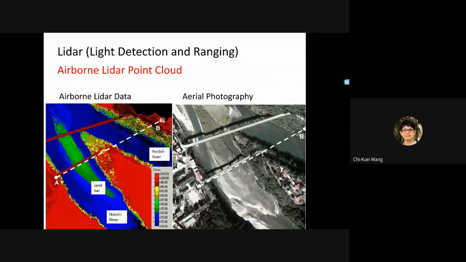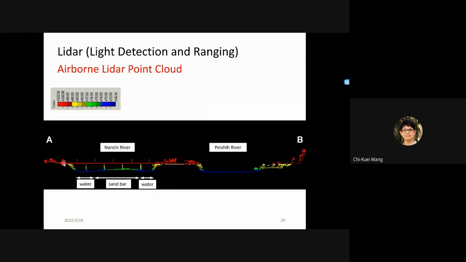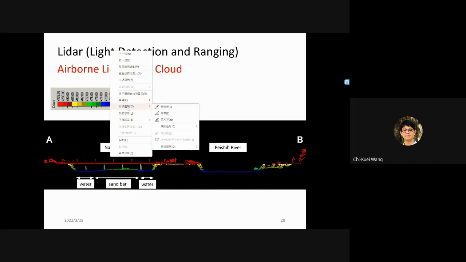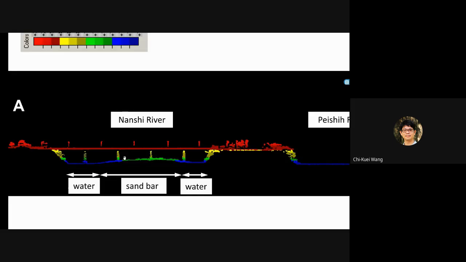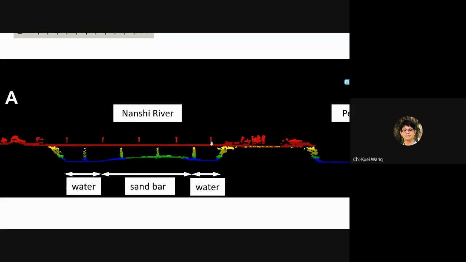So here I also cut a profile through the bridge. So here's the result. Let me zoom in. Oh, here. Okay, so you can see this is the bridge surface, and those are the light poles. So I can also measure the light poles. And this is the sandbar.